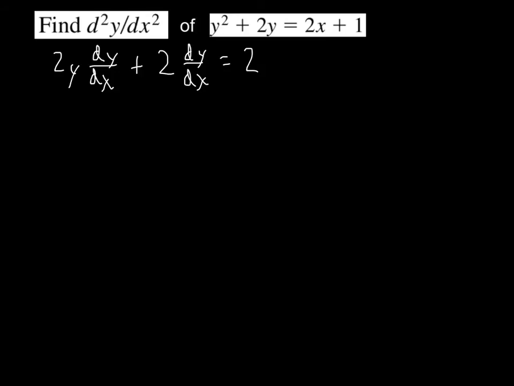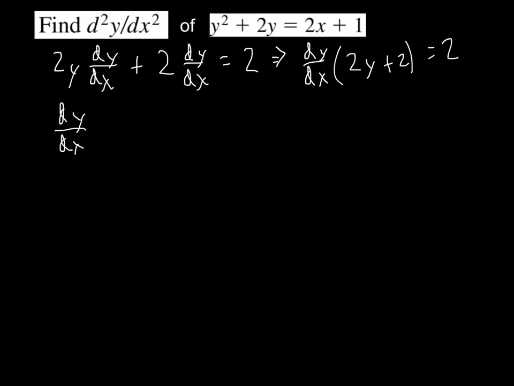Okay, factor out, so I'm going to say this goes to dy/dx of 2y plus 2 equals 2. So dy/dx is equal to 2 divided by 2y plus 2. So I just divided that over. Okay, there's my first derivative.